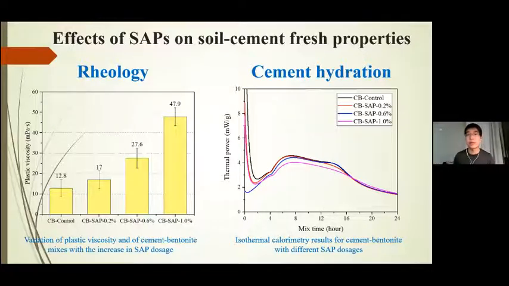And then we also look at the cement hydration process. Why are we looking at this? Because we want the set time of the cement to be predictable. When we add SAP in the soil cement system, it will slightly alter the water to cement ratio, and we don't want the cement hydration process to become unpredictable. From the curves, we can see that compared to the control sample, when we add up to 1% of SAPs, the cement hydration wasn't really affected, which is a good thing.